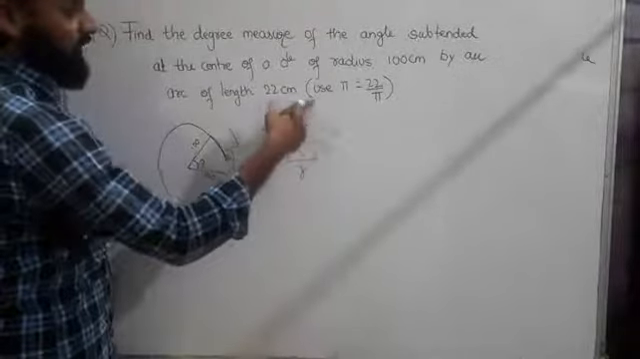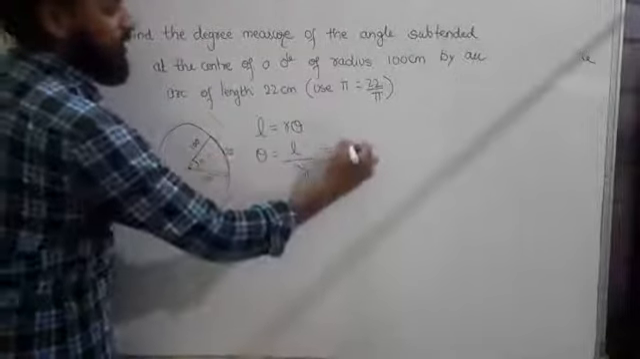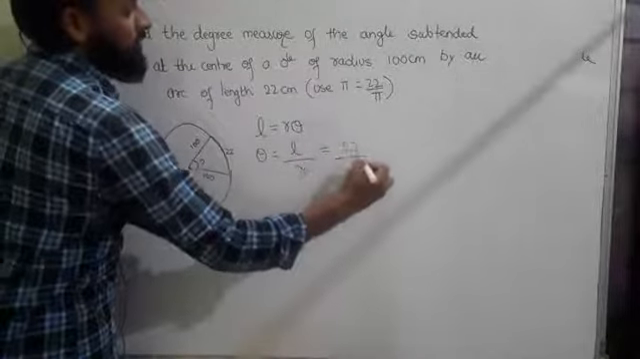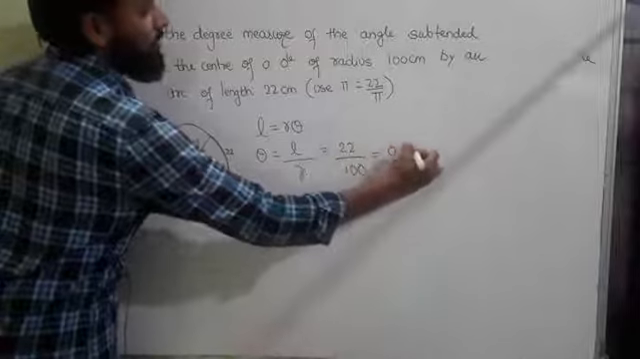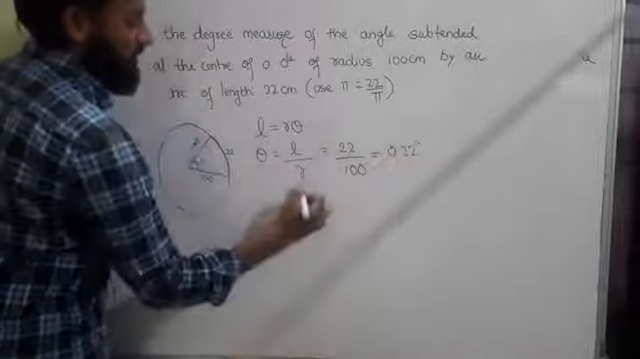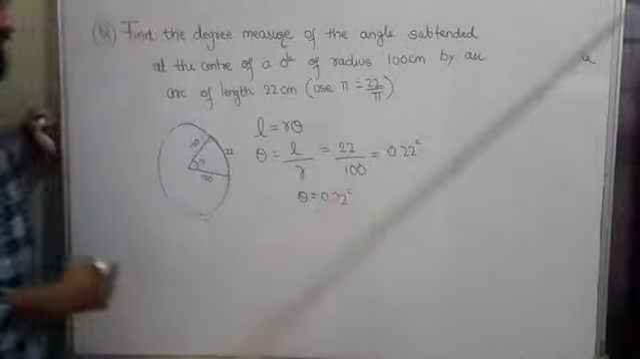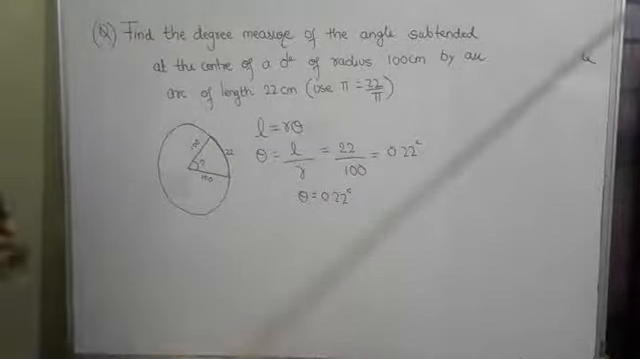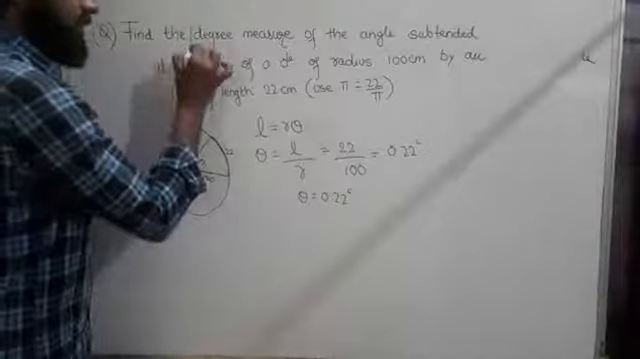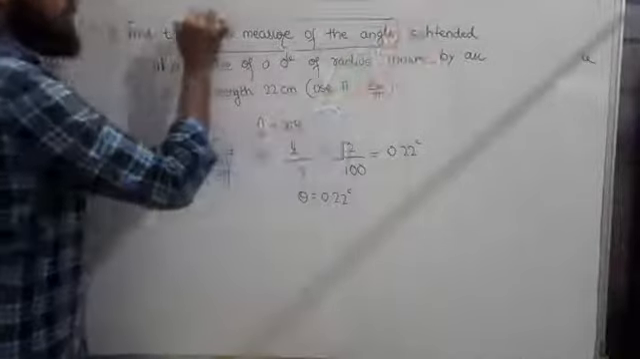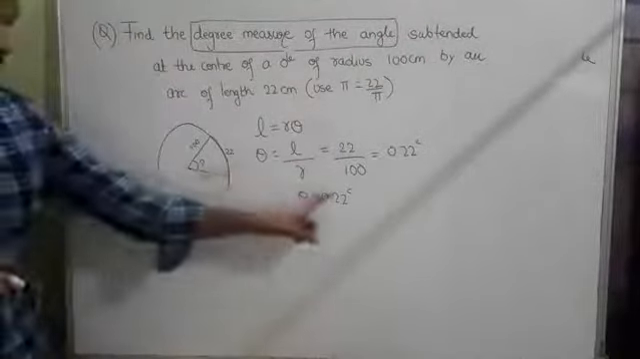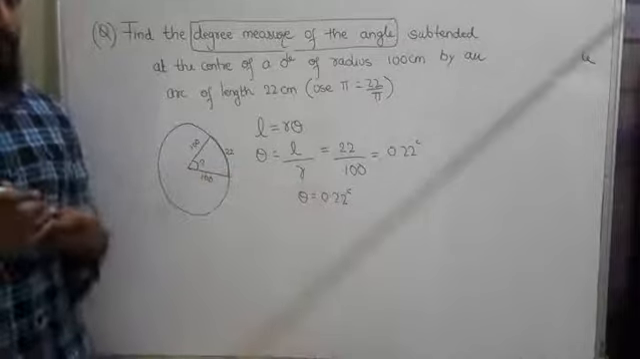L is length. Length is 22. R is 100. So this gives me 0.22 radians. So theta is 0.22 radians. But now they have asked me to find the degree measure of the angle. This is very important. We found it in radians, but they want it in degrees.